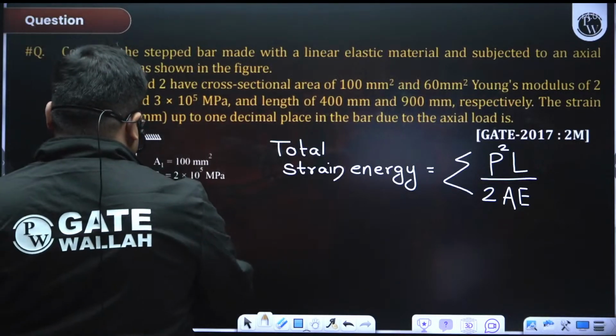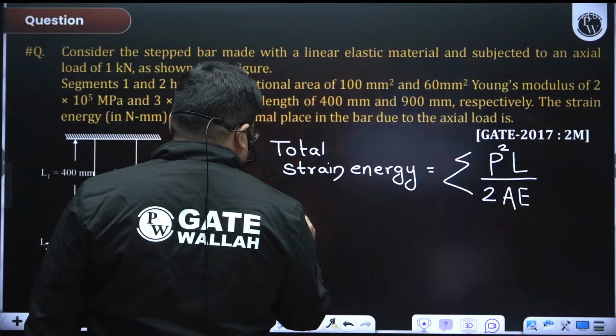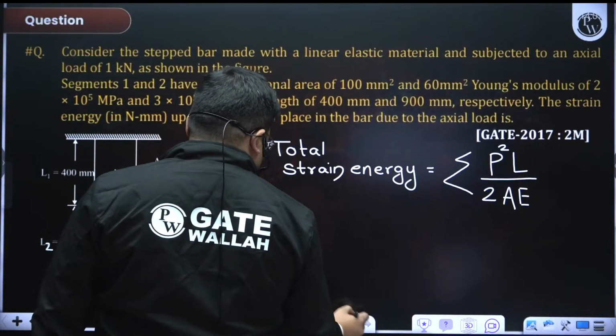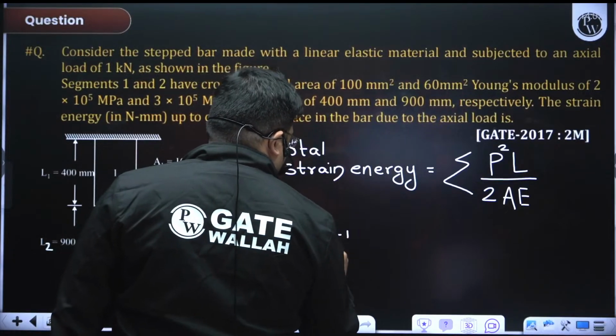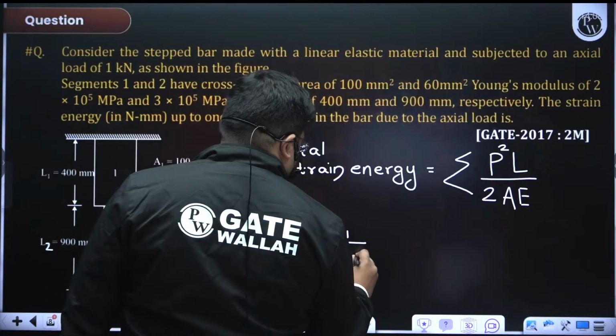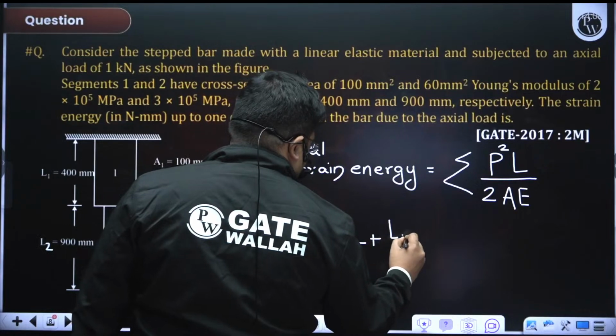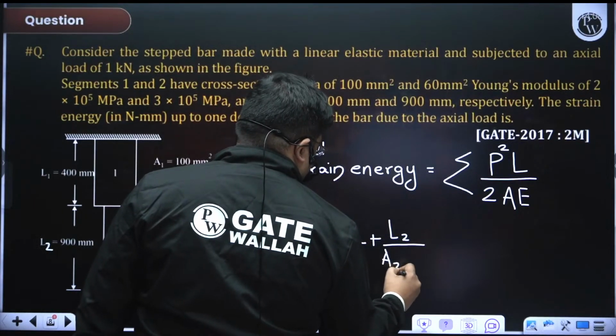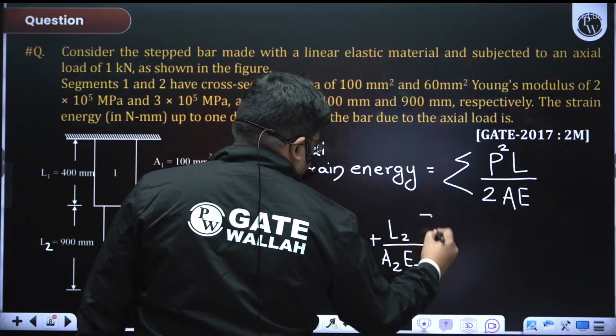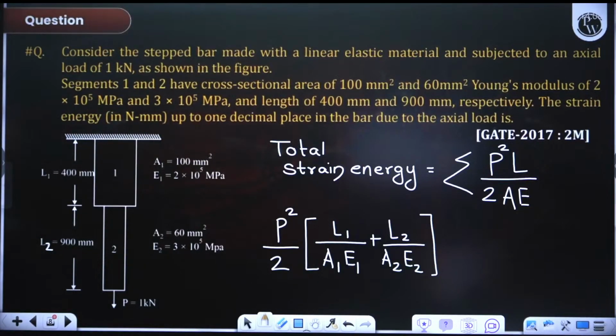So I can take P common for both the bars. Now, I can take P square, and I can also take 2 common. Then you see L1 by A1 E1 plus L2 by A2 E2. Now I have to take care of units.